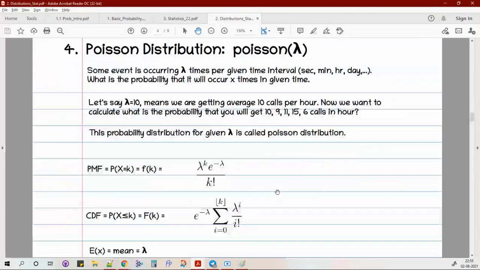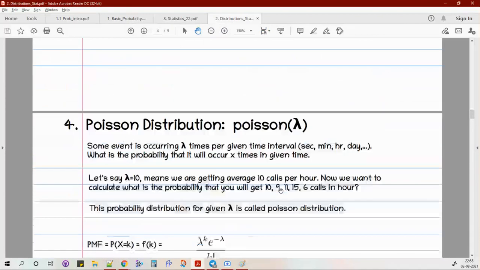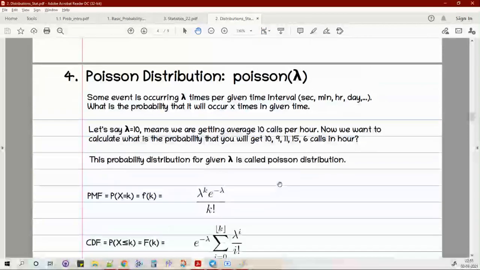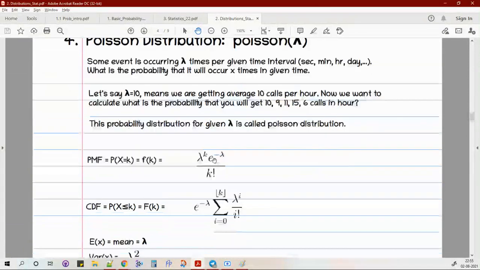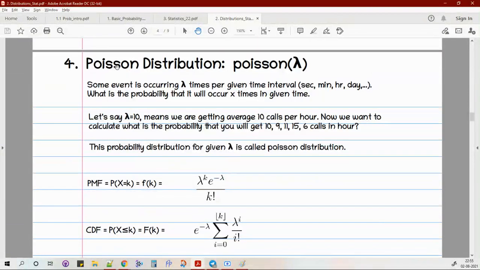Now let's have a very good, interesting distribution, the Poisson distribution, right? I guess it's named after the scientist or mathematician who defined this. Poisson distribution has one parameter called lambda, and lambda is nothing but the rate at which an event is occurring. Let's say some event is occurring lambda times per given time interval. This time can be second, minute, hour, day, month, year, anything. Whatever the experiment is, the interval can change, right?